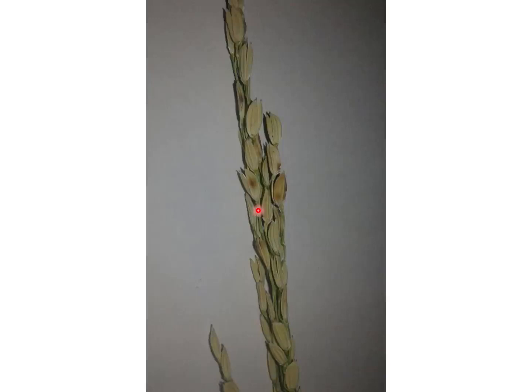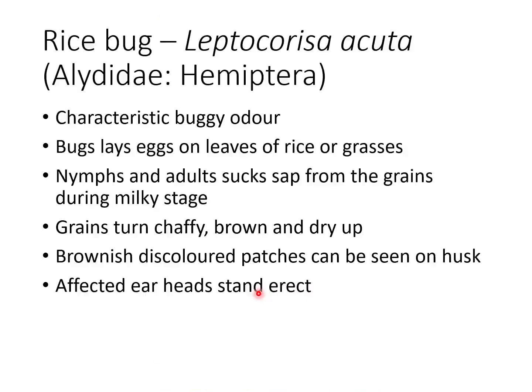That means if you have some 100 to 150 grains in a panicle, here and there you can see chaffy grains, and on the grains itself you can see small brown spots just like over here. And this is the feeding injury, feeding puncture caused by rice bug. So this is the typical feature of it.